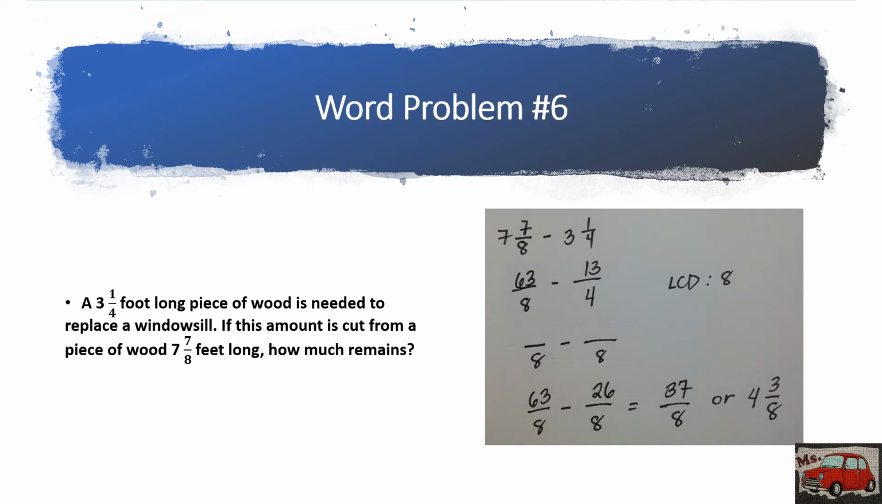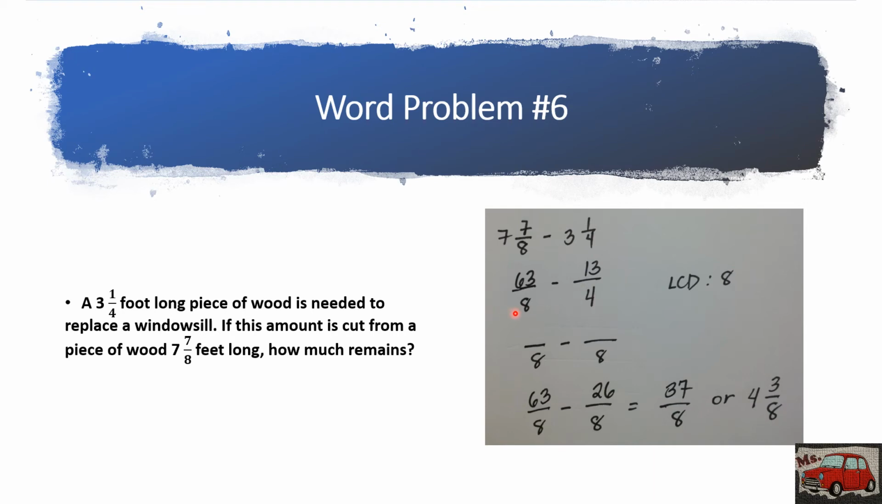Okay, so ang hinahanap natin is yung natira. Nung kinat natin yung 3 and 1/4 foot ng wood mula dun sa piece ng wood na 7 and 7/8 feet long, ang gagawin natin is subtraction. So, 7 and 7/8 minus 3 and 1/4. So, to do this, we need first to convert them into improper fraction. So, 7 and 7/8 is 63 over 8. And yung 3 and 1/4, that is 13 over 4. So, these fractions are dissimilar fraction.